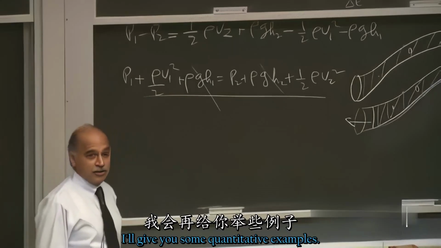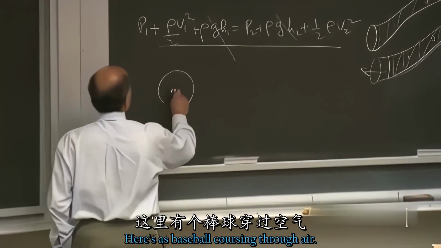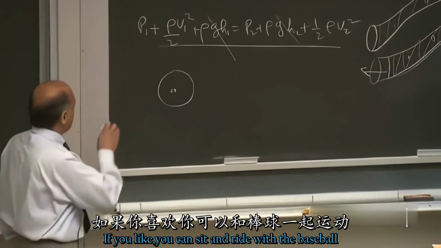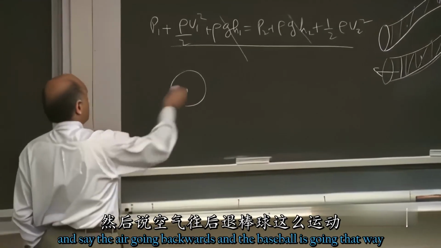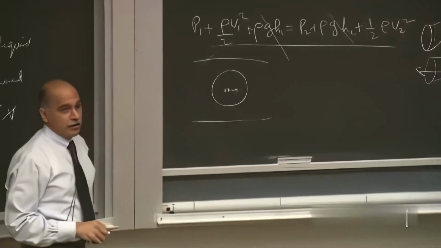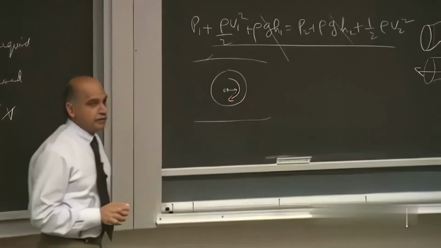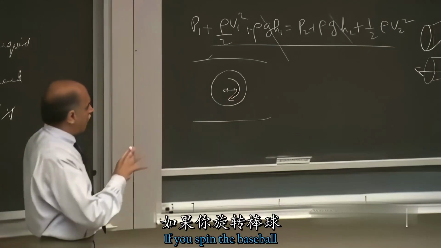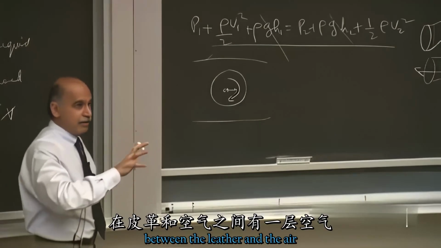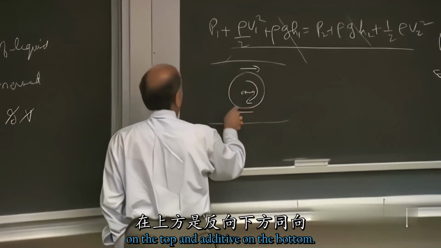I'll give you some quantitative examples. So one example is a baseball. Here's a baseball coursing through air. If you like, you can sit and ride with the baseball and say the air is going backwards, and the baseball is going that way. Now suppose you spin the baseball like this. If you spin the baseball, it carries some of its own air due to friction between the leather and the air. So that velocity is counter to the velocity of the drift you have on the top and additive in the bottom.